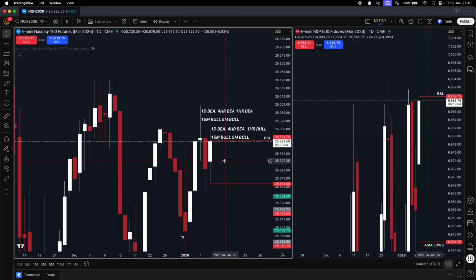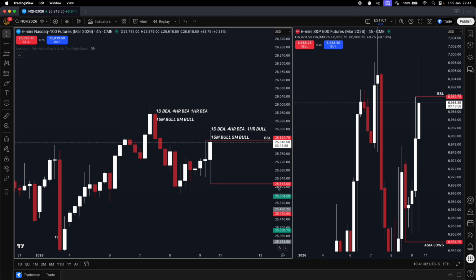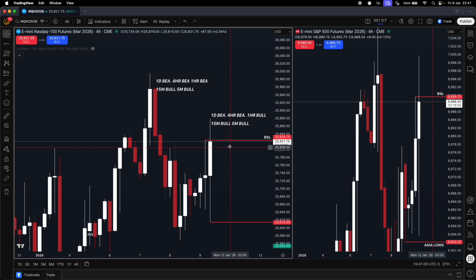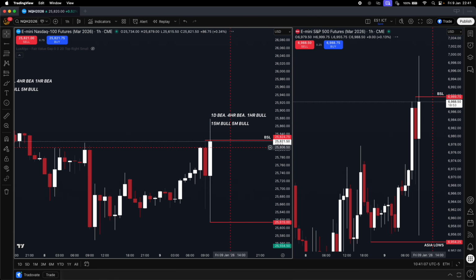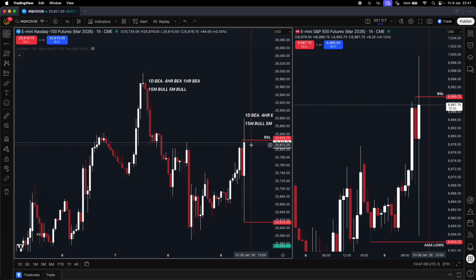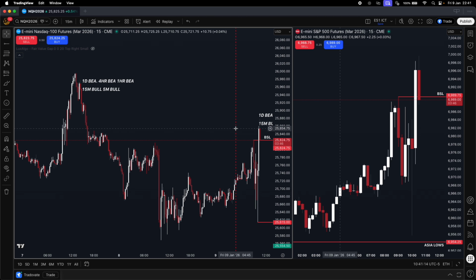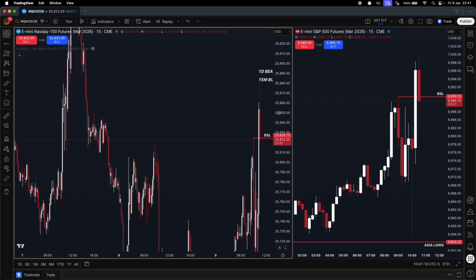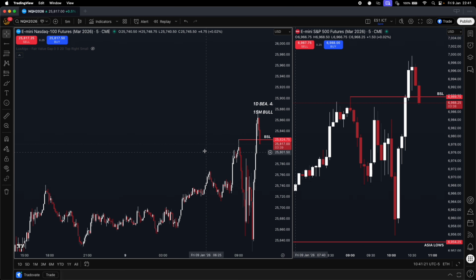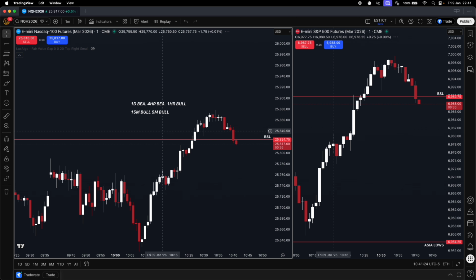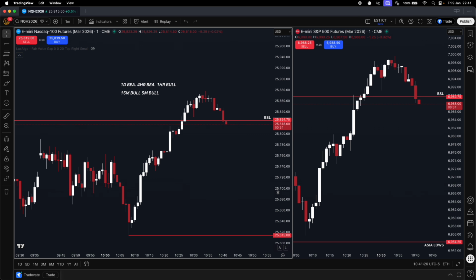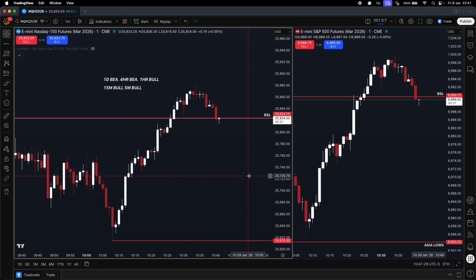So the daily is bearish. The 4-hour time frame is bearish. The 1-hour time frame is bearish. The 15-minute time frame is bearish. This is a very strong bearish bias, and the 5 is going to be bullish. I already knew that. So we're looking at a strong bearish bias across the board.